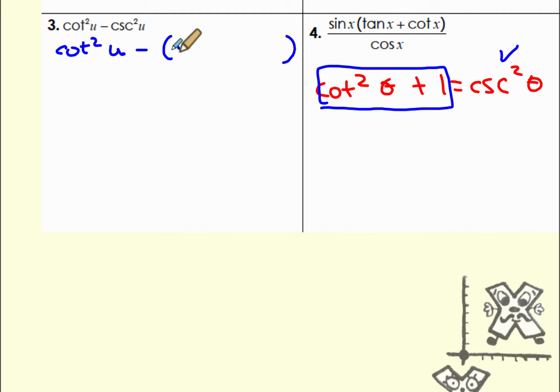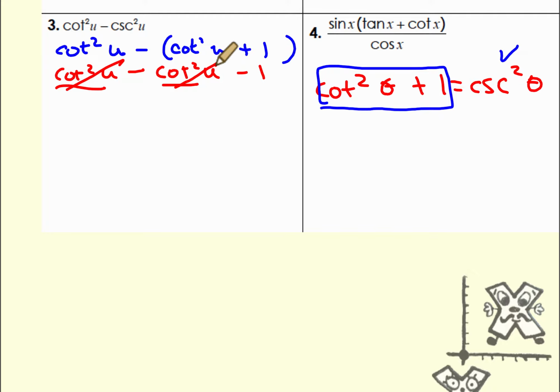parentheses cotangent squared plus 1. So now what I'm going to do is distribute the minus sign, which gives me cotangent squared of u minus cotangent squared of u minus 1. And now I'm going to simplify by combining like terms. So cotangent squared minus cotangent squared is 0, so they cancel each other. And what I'm left with is -1.